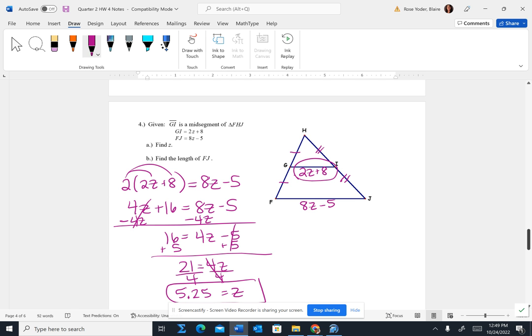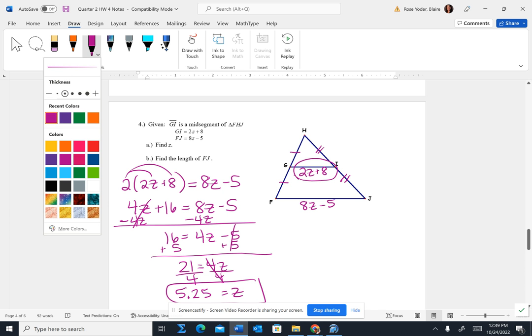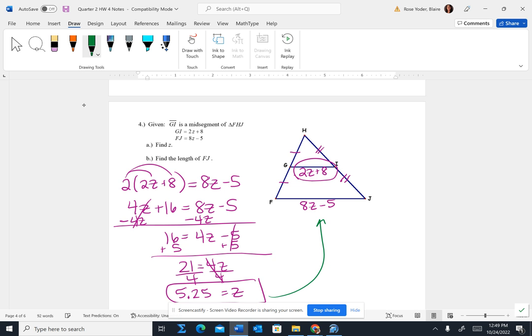And then it says find the length of FJ. So we just can substitute it back in here for FJ. 8 times 5.25 minus 5. I'm doing this on a calculator, 8 times 5.25 minus 5 is 37. So FJ equals 37. If you wanted to check and make sure that you did this correctly, you could also plug the 5.25 back in for GI. I'm doing that right now. And you get 18.5, which is in fact half of 37. So that does make sense.